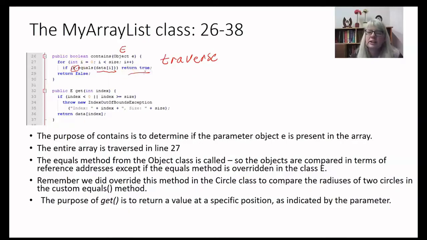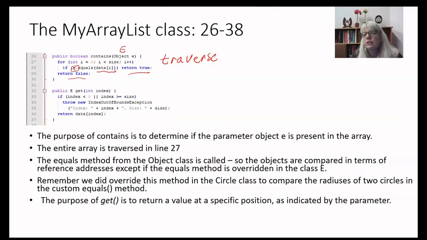So actually contains looks for the first element. And if you have reached the end of the for loop, you know that element is not in the list, and then you can return false. So you traverse the list, you compare each element with the parameter E. If you find it, so if the equals is true, you return true.